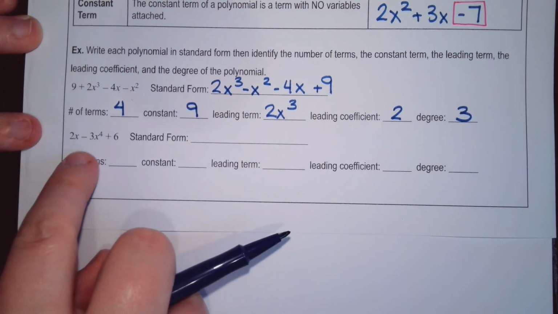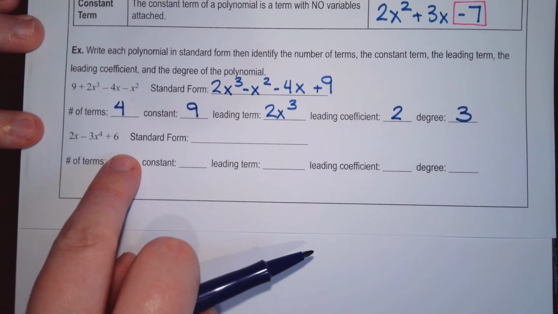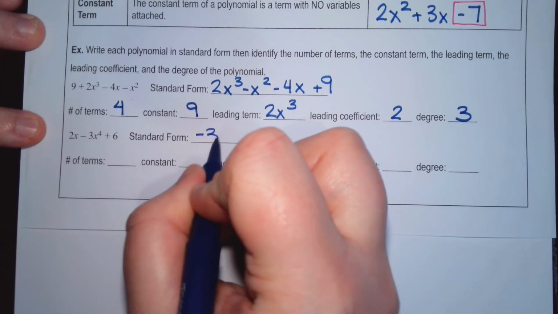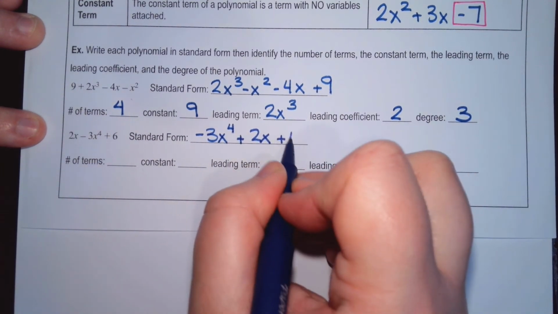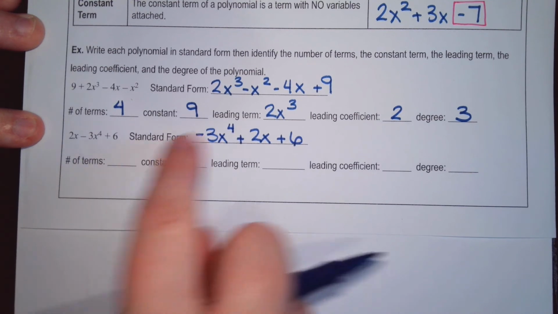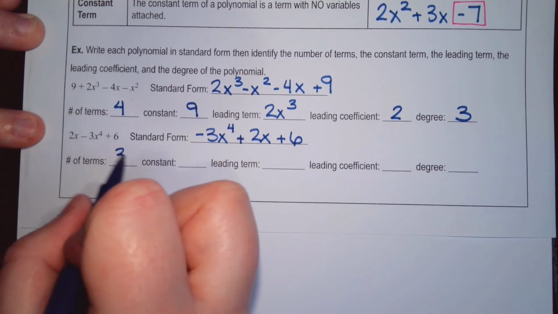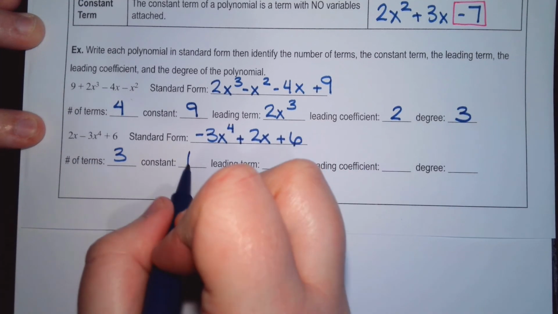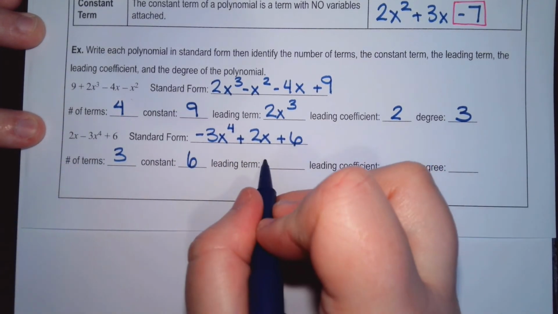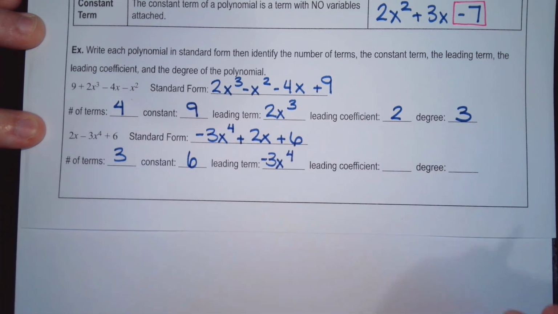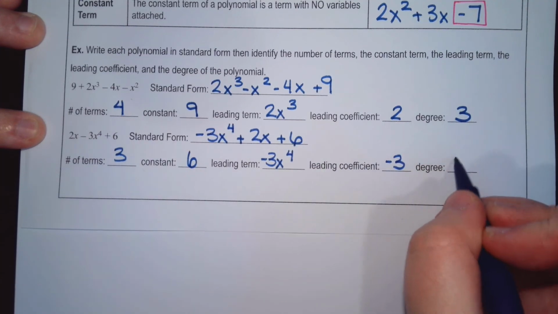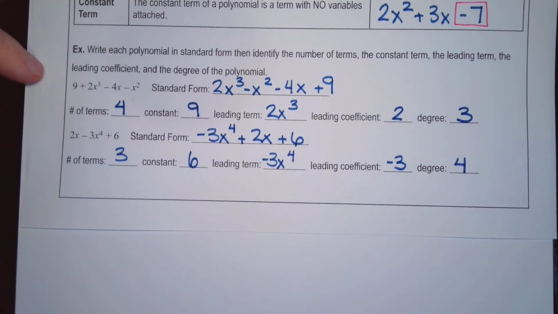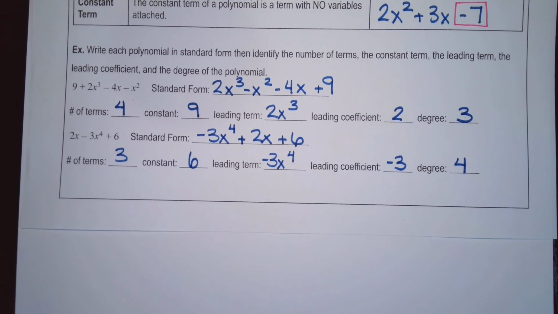All right, our next one, 2x minus 3x to the fourth plus 6. In standard form, negative 3x to the fourth needs to come first, then plus 2x, and plus 6. The number of terms: 1, 2, 3. Our constant is 6. Our leading term, our first term, is negative 3x to the fourth. The leading coefficient is negative 3, and our degree is 4. All right, on the next page, we are going to discuss how to name polynomials.